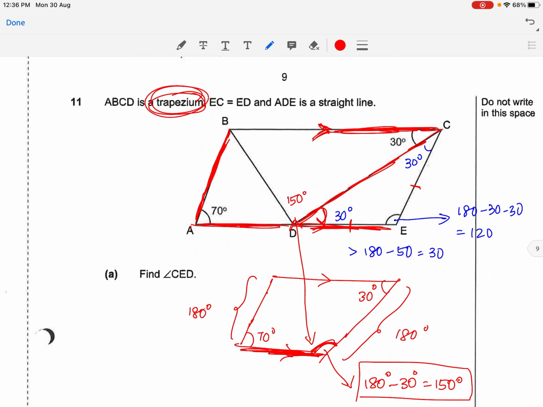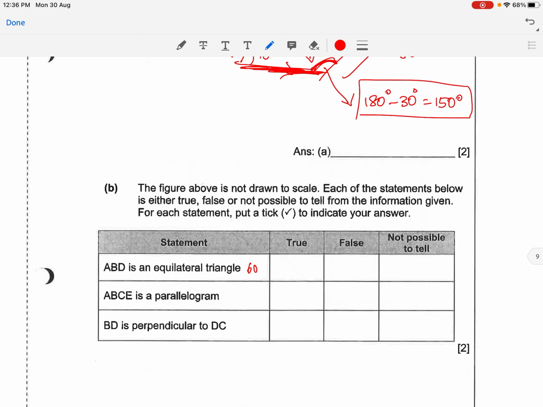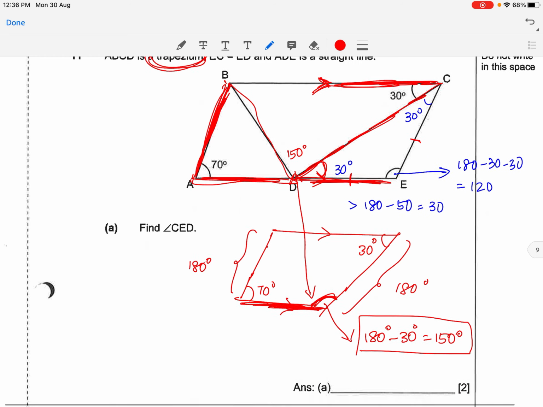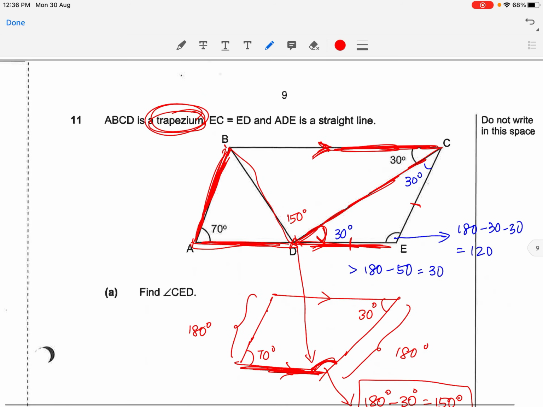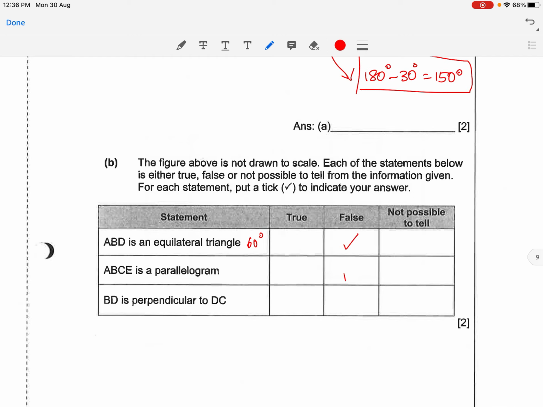No, it is not. Why is it not? It's because if it's an equilateral triangle, it must be 60. But ABD is over here. It is not an equilateral triangle because it has a 70 degrees, so it's definitely false. ABCE is a parallelogram, which is the part I was telling you earlier. A lot of you made the assumption that it's a parallelogram and therefore it is wrong. This is 70, opposite is 60, therefore it is not a parallelogram, it's also false.